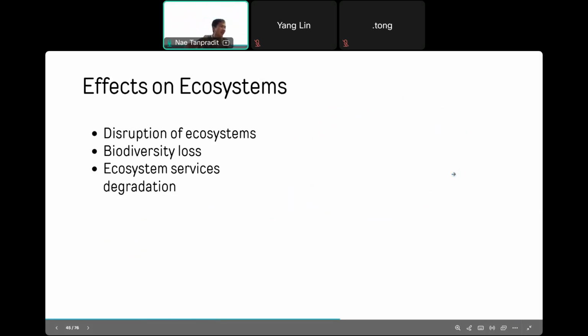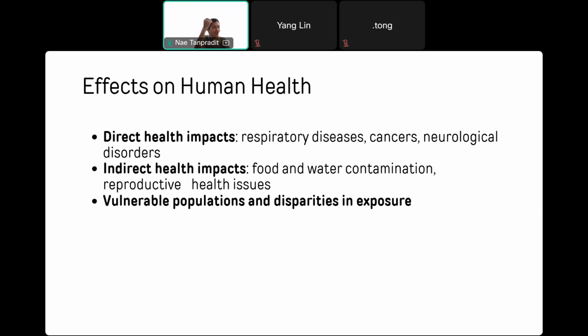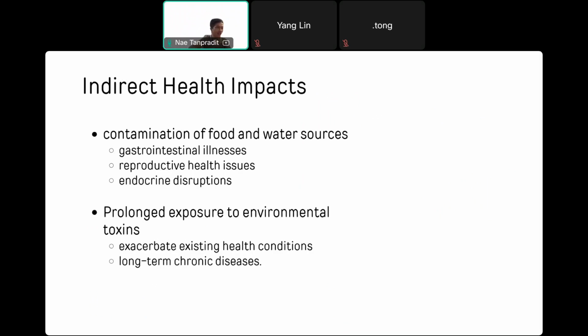And yes, the pollution we have talked about many times has effects on health, on biodiversity loss, on ecosystem services, and indirect effects on human health also. I won't go into the details now. It affects many organ systems, like the respiratory system, cancer, neurological disorders. We have already talked about the details of each pollutant.